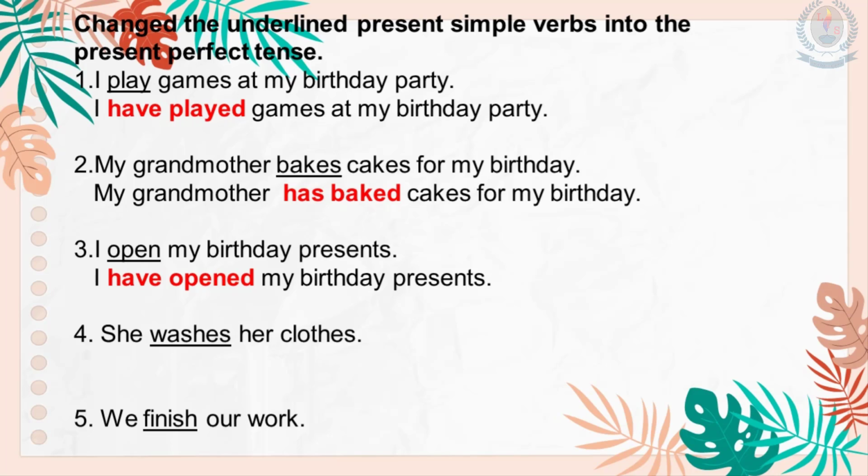Number 4. She washes her clothes. Washes. It is a singular verb. So we should take the plural verb of it. That is wash. Now we can add ed at the end of that. She is a singular subject. Let's add has. She has washed her clothes. That is the present perfect tense.